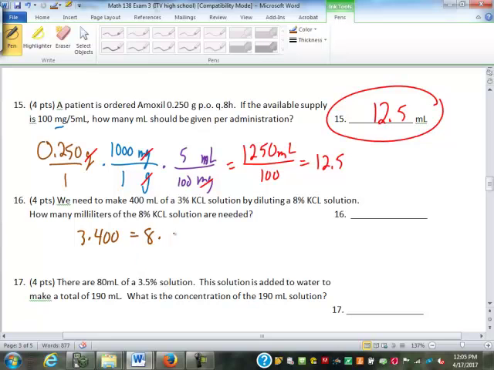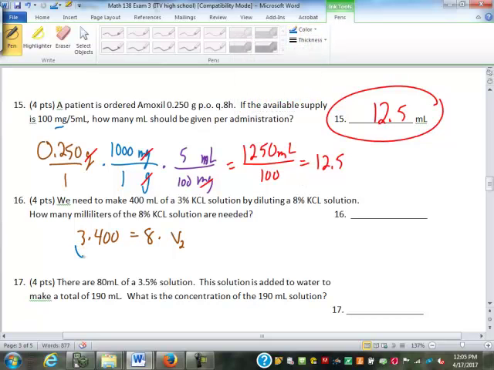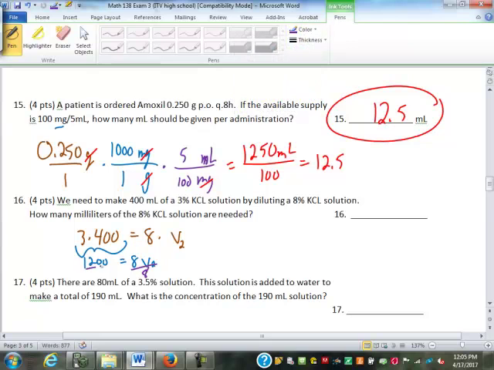So it's 8 times that V2, volume 2. So we're going to do 3 times 400 is 1,200 equals 8 times V2. And we divide by 8. So 1,200 divided by 8 is 150 milliliters. Any questions on those two?